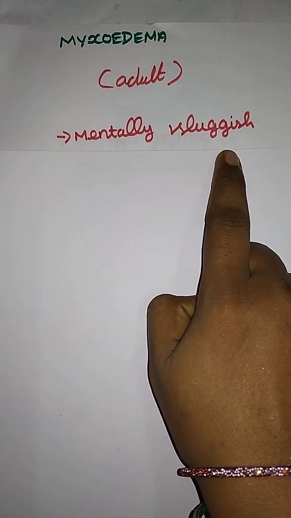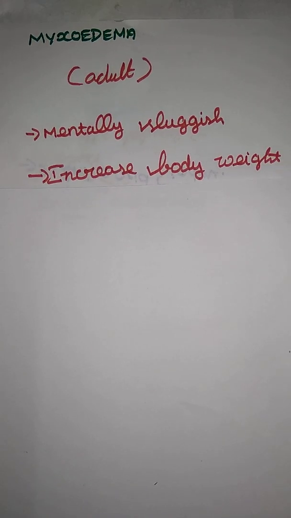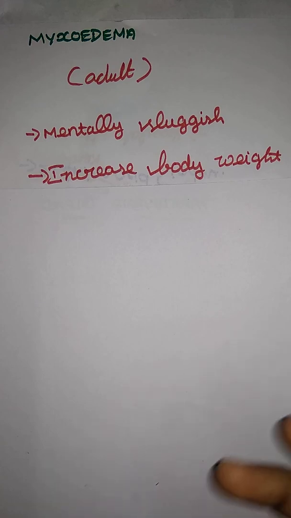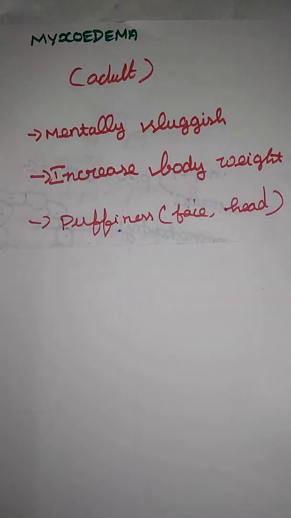Here a sluggish, which means மந்தமா இருக்காங்கன்னு சொல்லுவாங்க இல்லையா தமிழ்ல, that is the mentally sluggish. And next one, increase the body weight. If they are having a myxoedema, normally they are increasing their body weight. Some of the persons are obese in nature, but all the persons are not having the same reason for that.